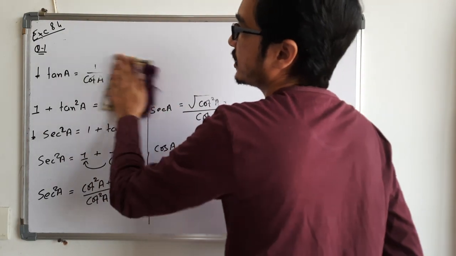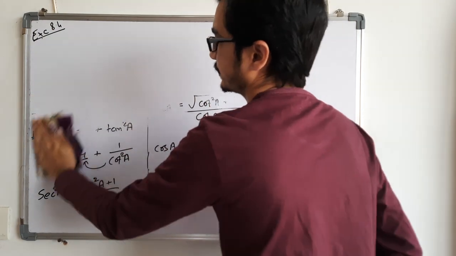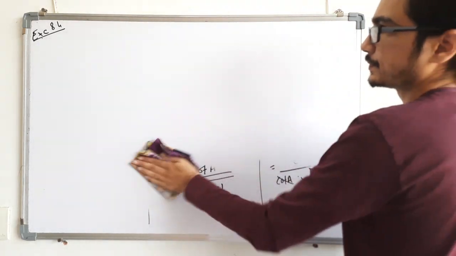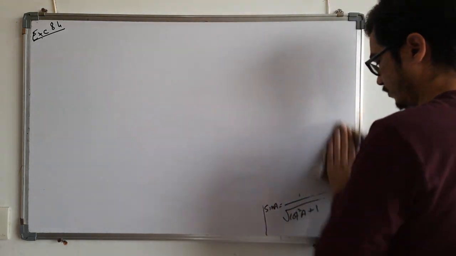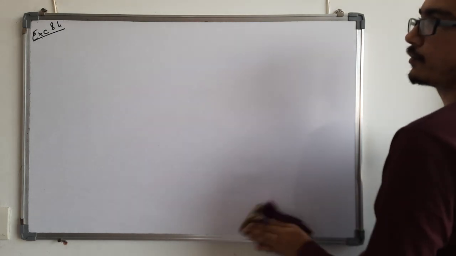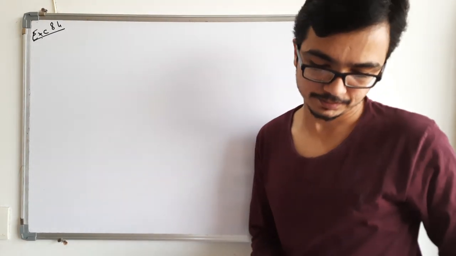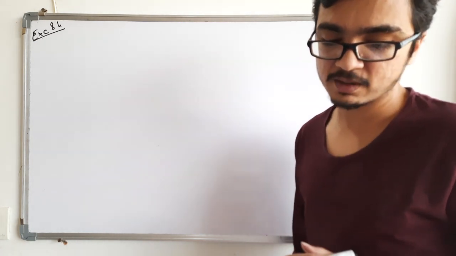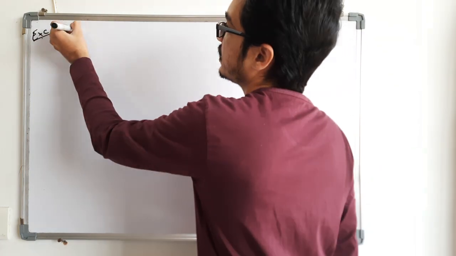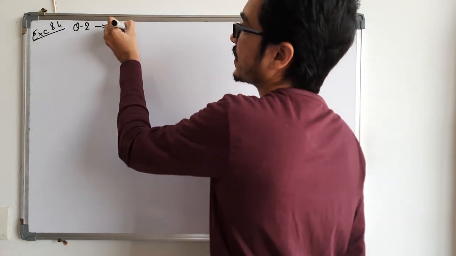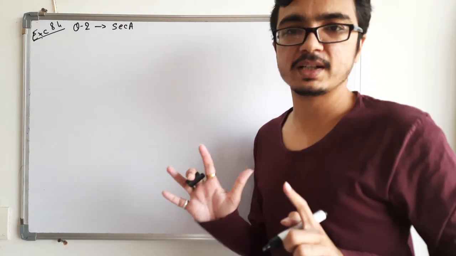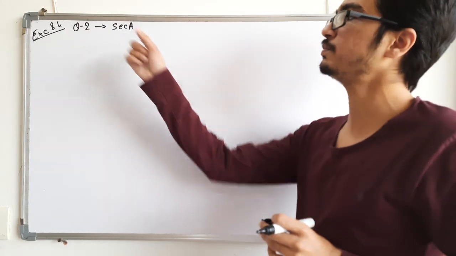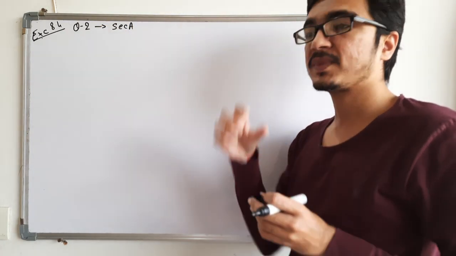Question 2 is also the same kind of question. Write all other trigonometric ratios of angle A in terms of sec A. All ratios in terms of sec A. So we have a total of 6 trigonometric ratios. All ratios should be presented in sec A. So the remaining 5 ratios we have to present in the form of sec A.